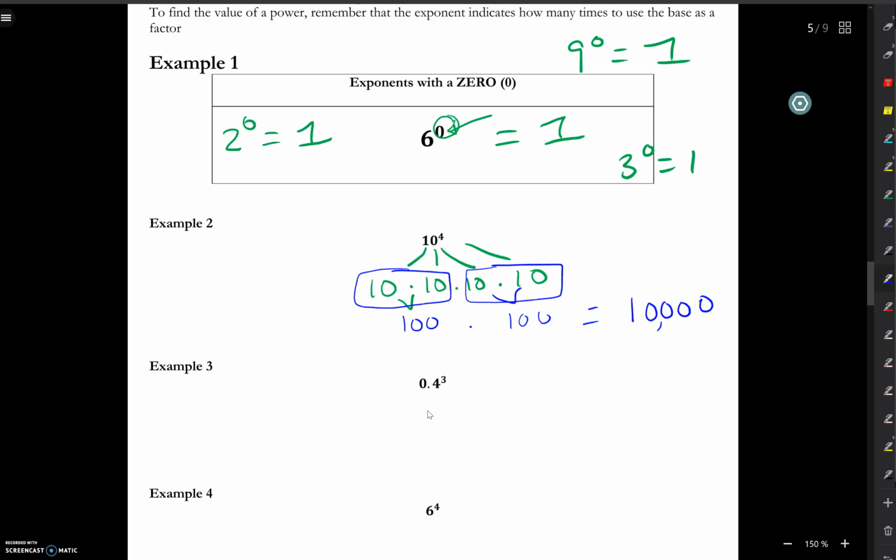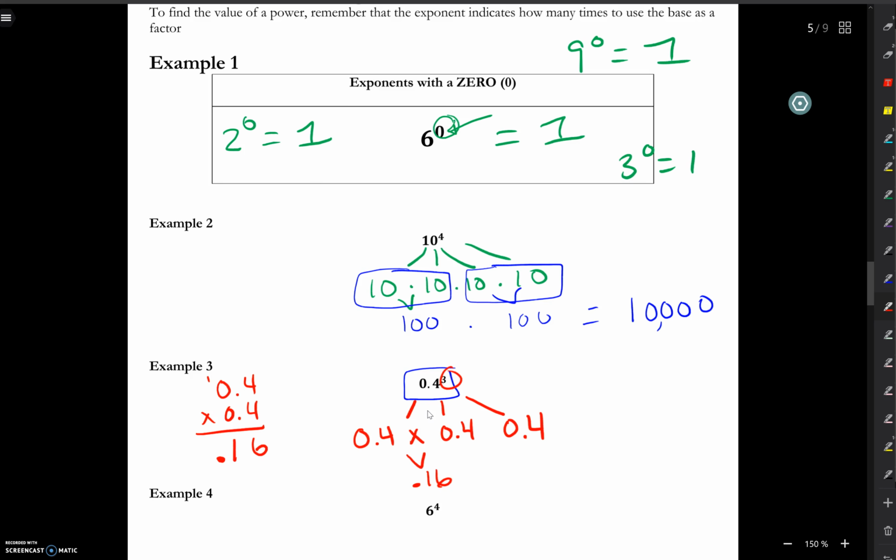This example here is 0.4 to the power of 3. So what I would have is 0.4 times 0.4 times 0.4. I'd have it 3 times. So 0.4 times 0.4, I'd come over here and multiply 4 times 4, 16, and 4 times 0 is 0, so I move my decimal place 2 places. So this would equal 0.16, and then I would multiply that answer times 0.4, and then I would find my answer.